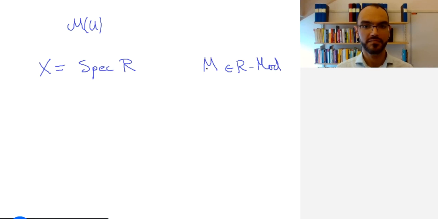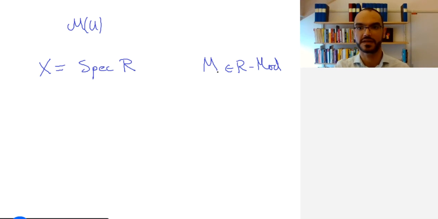Now this M, can it give me a sheaf of modules so that I somehow on open sets define its localizations, whatever this means, and this will give me a sheaf? And the answer is yes, and we will look at that now. But before we start, we need to understand what it means to localize a module.